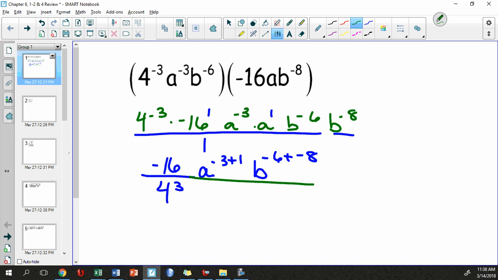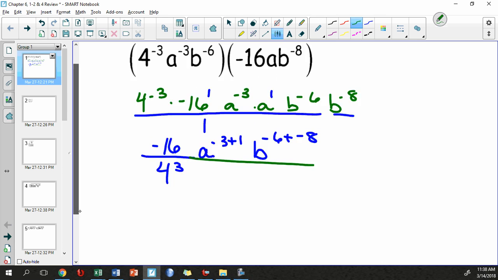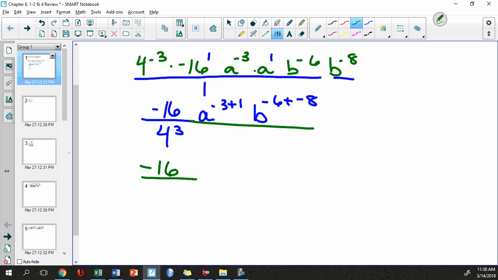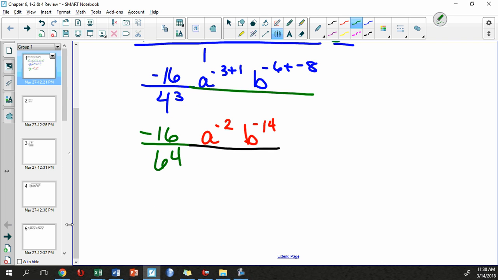Extend that denominator. The negative 16 stays. 4 times 4 is 16 times 4 gives me 64. Excellent job. And then this is going to be a to the negative 2, b to the negative 14. Extend the bar. Play the game again. Do I stay or do I go? Negative 16 and 64 reduce down to give you negative 1/4.